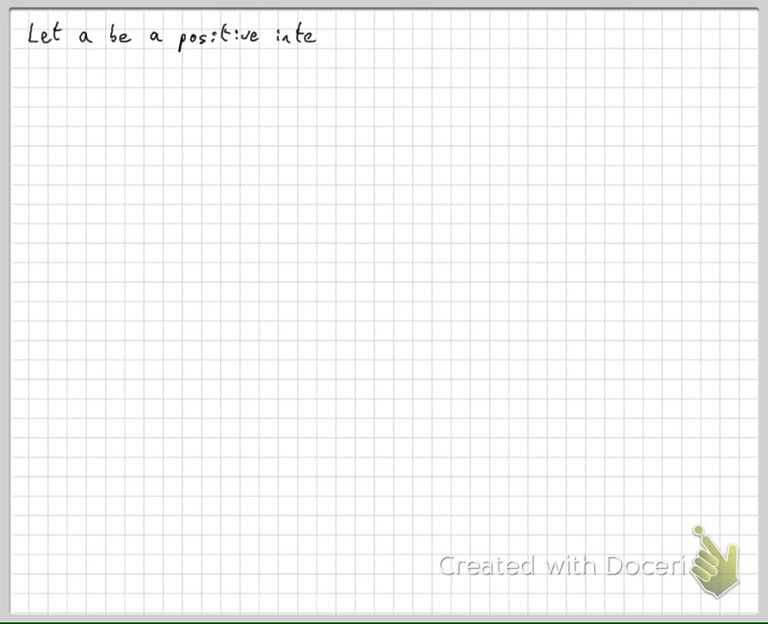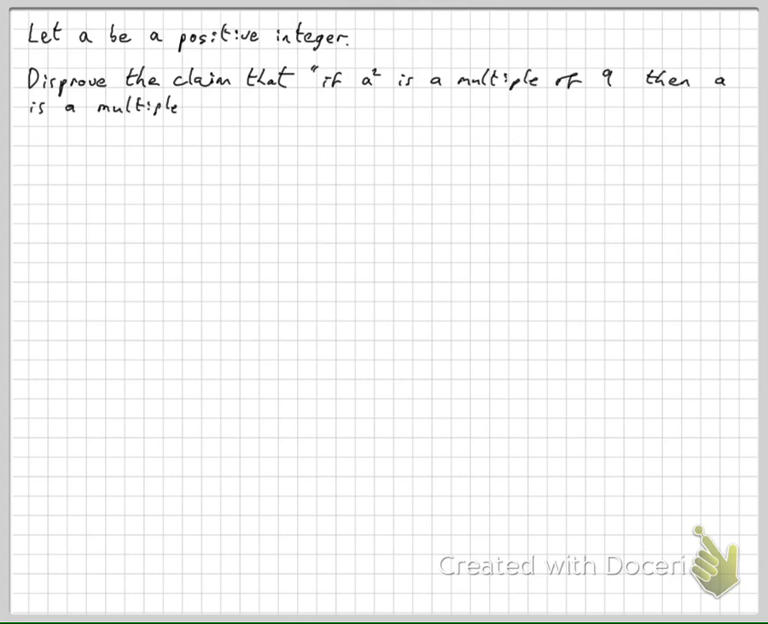So throughout everything we're doing from now on, we're going to let a always be a positive integer. Also, I haven't written here that p comes up a little bit later, p is going to be a prime number. So whenever you see p, it's prime, and a is a positive integer. So the first thing we want to do is disprove this claim that if a squared is a multiple of 9, then a is a multiple of 9.